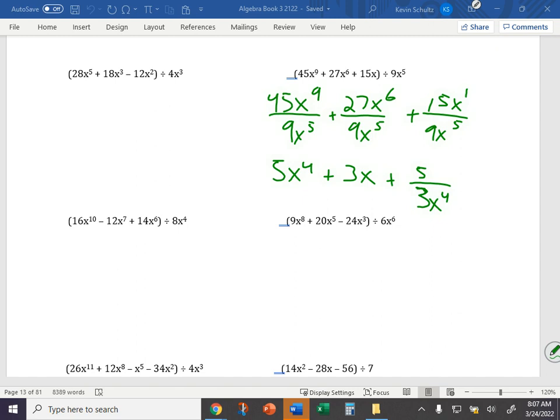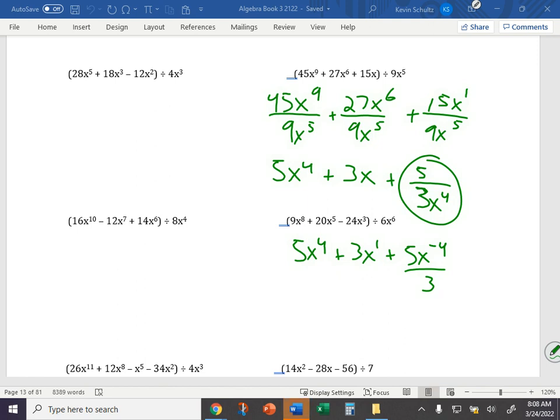Good question. It is in standard form because if we wrote this power in the numerator, it'd be 5x to the 4th plus 3x to the 1st plus 5x to the negative 4th over 3. And so when we look at our powers in greatest to least order, it's 4, 1, negative 4, right? We wouldn't write that as a final answer. We would move it down like we have here. But yes, that is in standard form. Good question. Others?